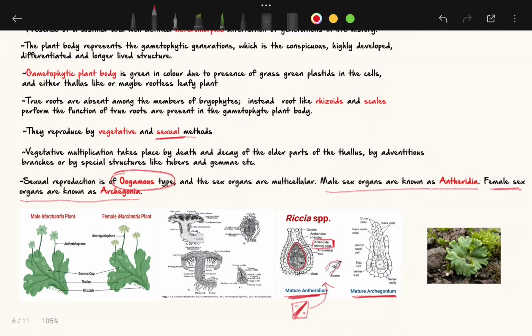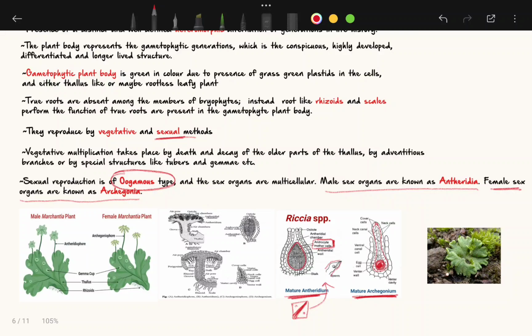So all the sperms in bryophytes will be biflagellated, which means that they will always have two flagella. The female sex organ is known as the archegonium or archegonia. Just like the male sex organ, the female sex organ will also be surrounded by sterile cells, and inside the sterile cells you will find the female gamete, that is the egg. Then you'll find the neck cells, the neck canal cells and the cover cells.